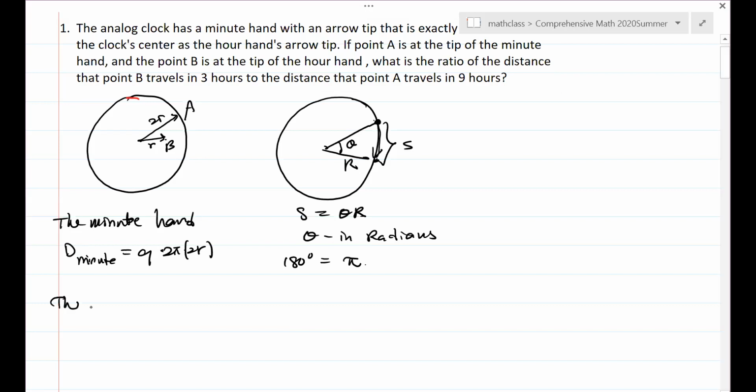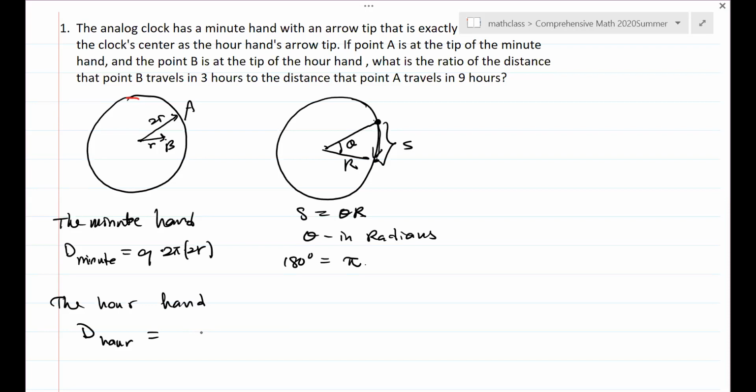And then the hour hand, let's use d hour. So for the hour hand, 3 hours. What is the radius? What is the angle it travels in 3 hours, not the distance, the angle? So I needed to know 3 hours, 1 hour. Yeah, let's figure it out.